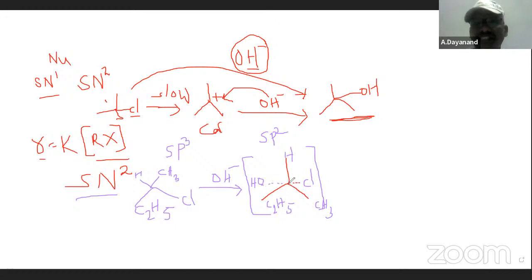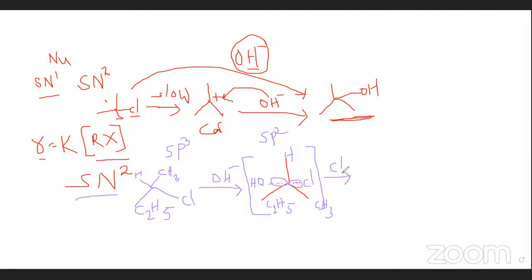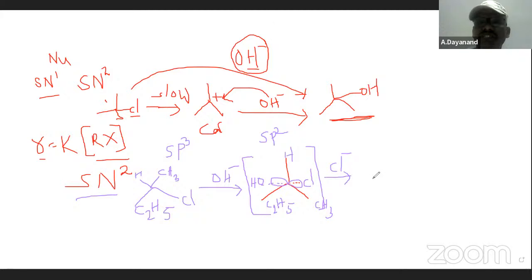On both ends, it is having two lobes like this. These two are going to interact with the two, that is OH as well as chlorine. And finally this chlorine is lost. Cl minus is lost, and it forms a compound which is completely inverse to this one.